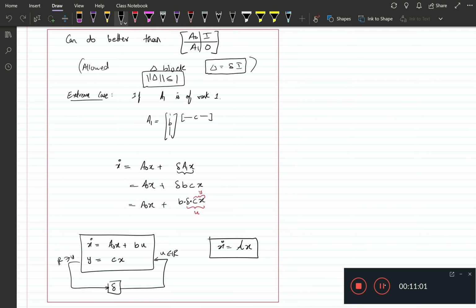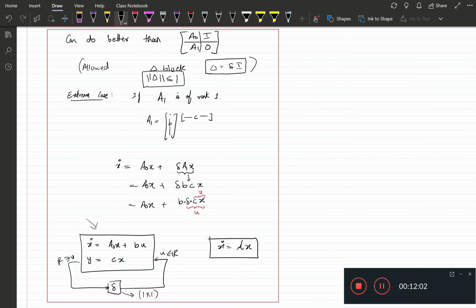Let's look at the extreme case when the matrix A1 is of rank 1, or in other words, A1 can be written as some column vector B times some row vector C. If we can do that, we can write our system x dot equal to A0 x plus delta A1 x as A0 x plus delta BC x, where I've replaced A1 by B times C, and then I can call Cx as y, delta Cx as u, and I can come up with this feedback loop where now this delta block is just a 1 by 1 system instead of a large matrix as in the earlier case.